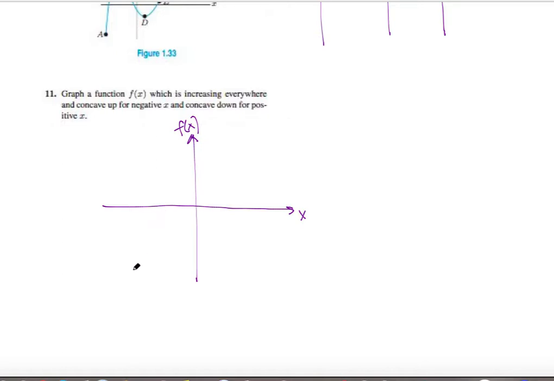So it's concave up for negative x and concave down for positive x. So in order to be concave up, I must have something that looks like this while I'm increasing. And then to be concave down for positive x, so right here where x crosses from negative to positive, I need to be concave down, so I need to start curving downward. So something that looks like this. It doesn't necessarily need to cross at the origin. I could cross at any point along the f of x axis. However, it does need to be concave up and increasing on the left side, and then increasing but concave down for the positive x values.